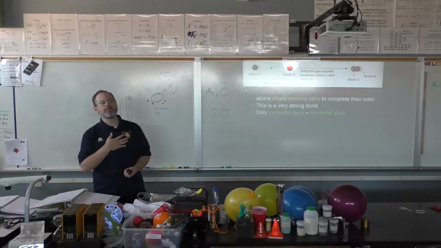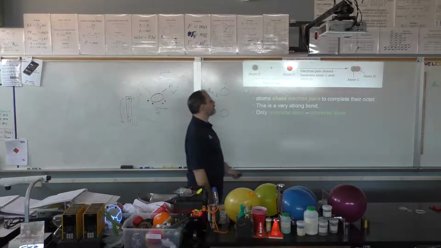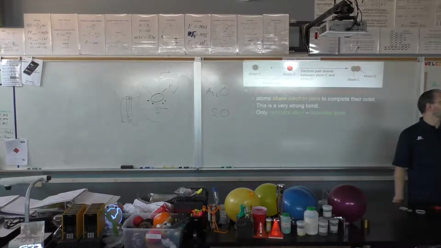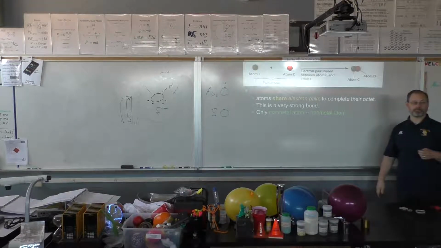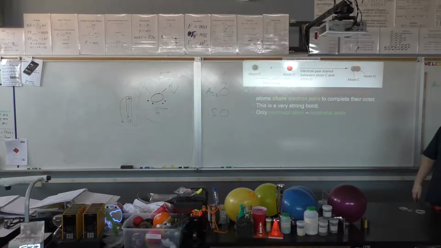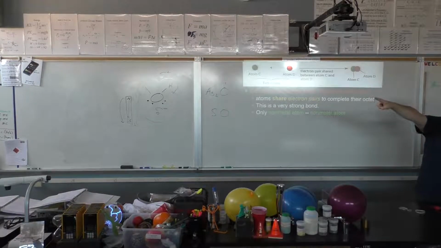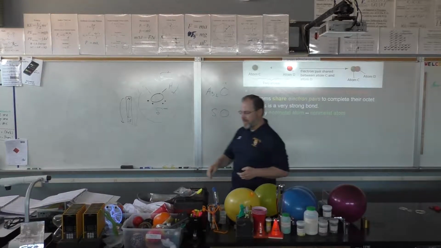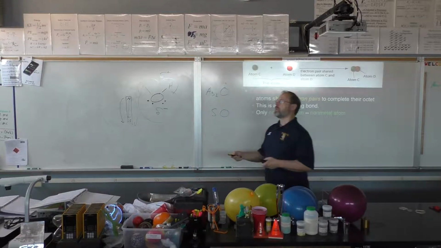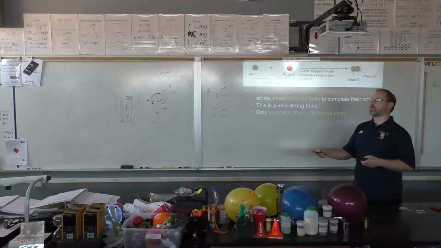Now, covalent bonding happens only between two nonmetals. Covalent bonding happens only between two nonmetals. Where do you find the nonmetals? Everybody point to the nonmetals. Right there. It's a triangle on the side of the periodic table. It's this triangle right up in there. So right here, these are our nonmetals.